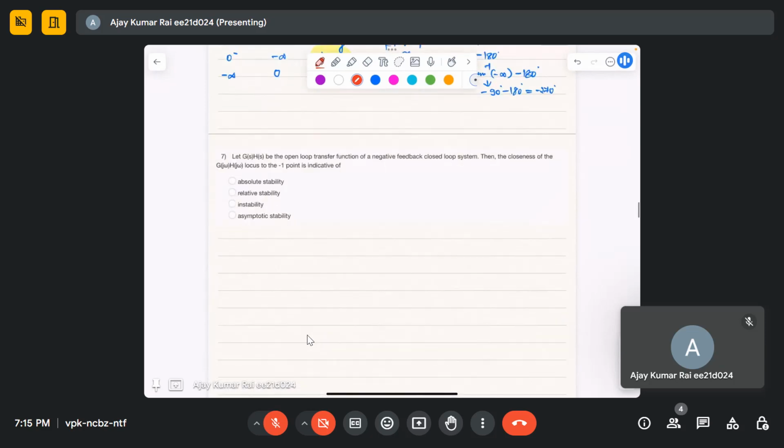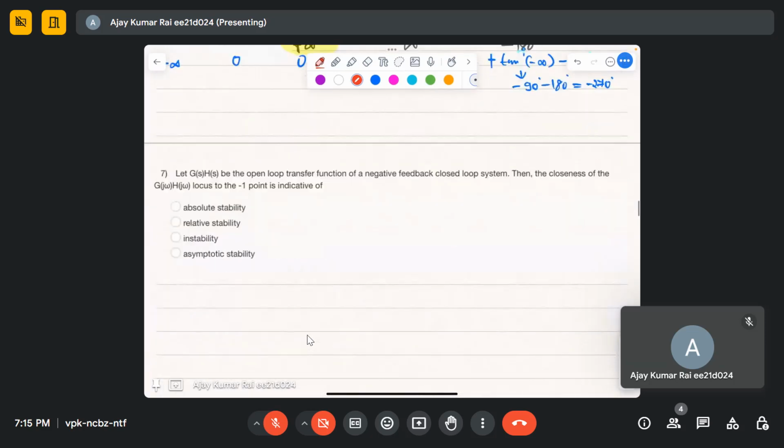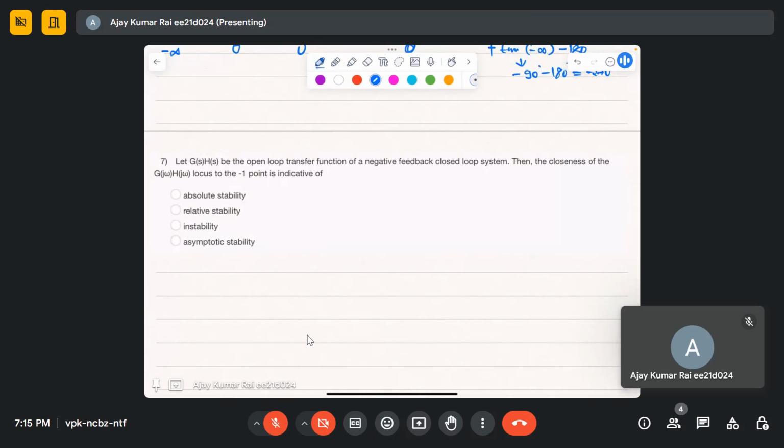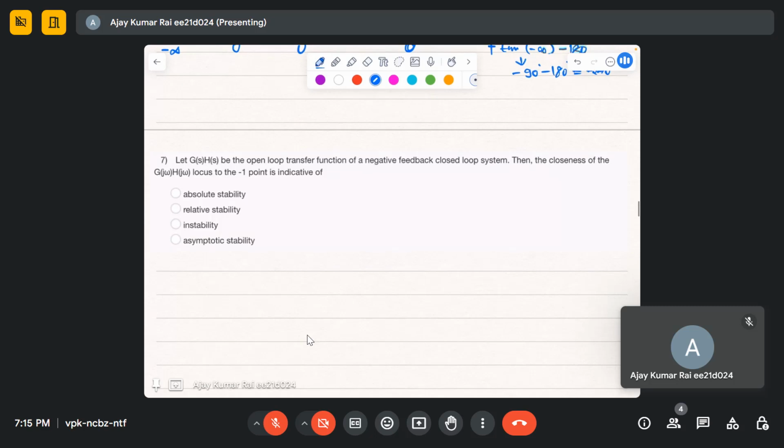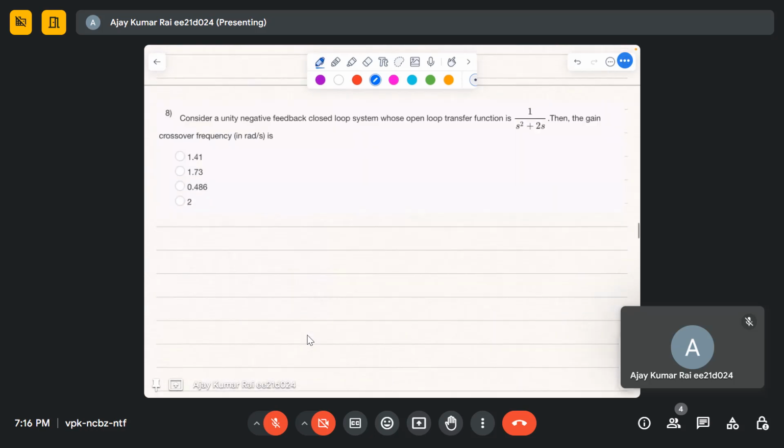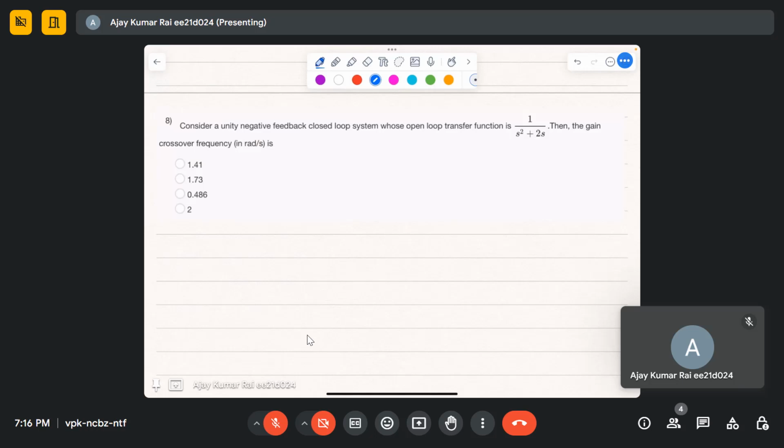Okay, let me do the rest of the questions. Let G(s)H(s) be the open loop transfer function of the negative feedback closed loop system. Then the closeness of the G(s)H(s) locus to the -1 point is indicative of this. We know it's relative stability, right? That's a definition. Okay, so consider a unity negative feedback closed loop system whose open loop transfer function is given. Then the gain crossover frequency is, so you have to find the gain crossover frequency.